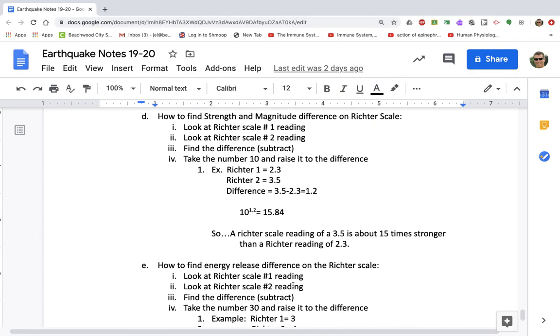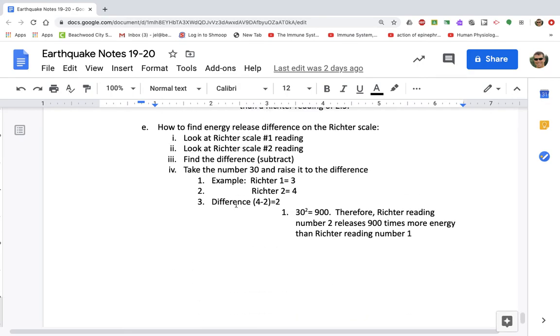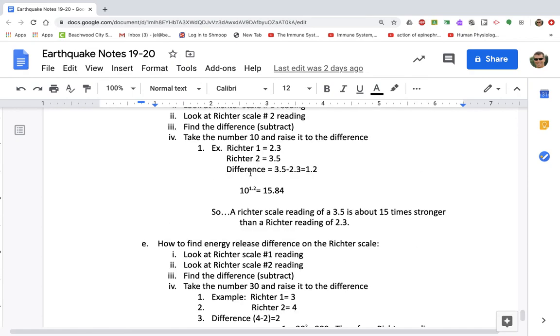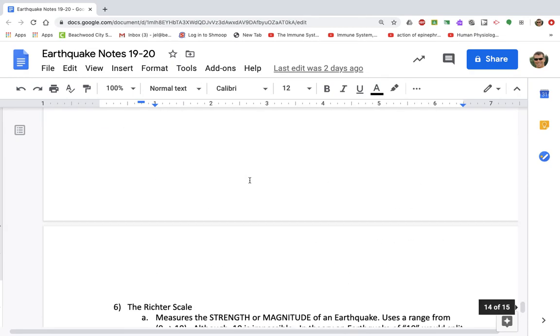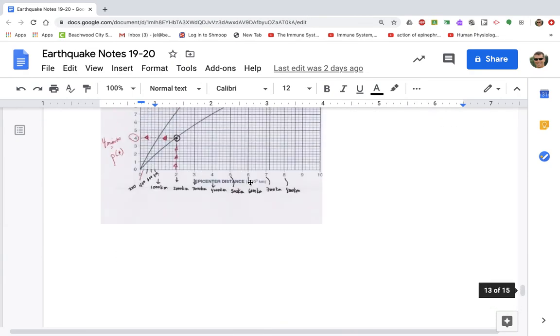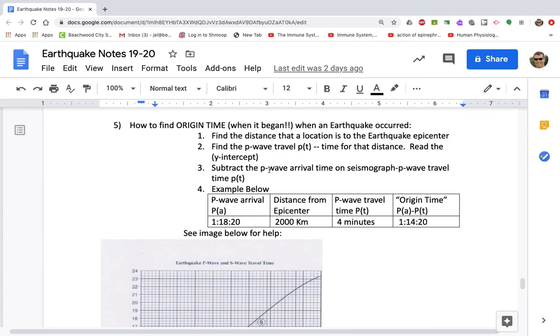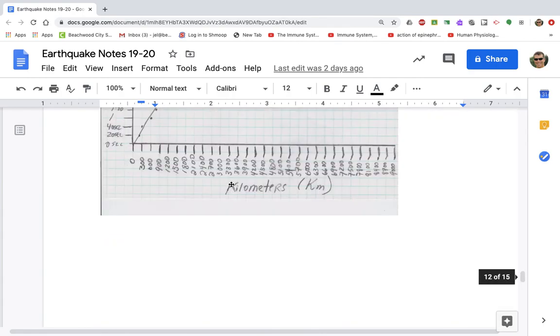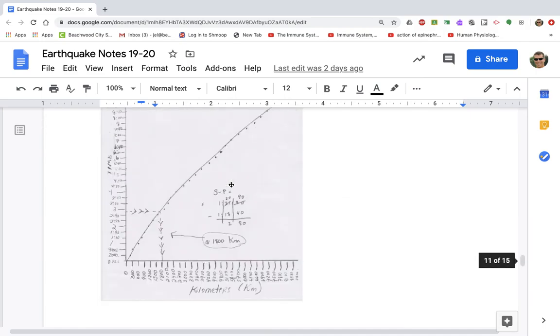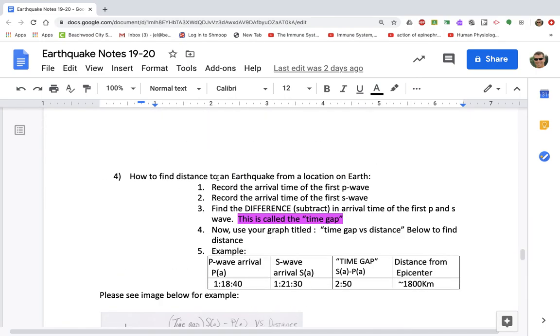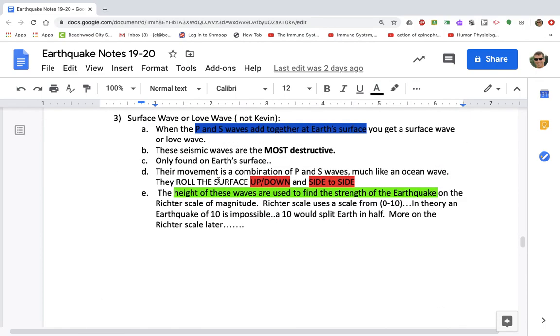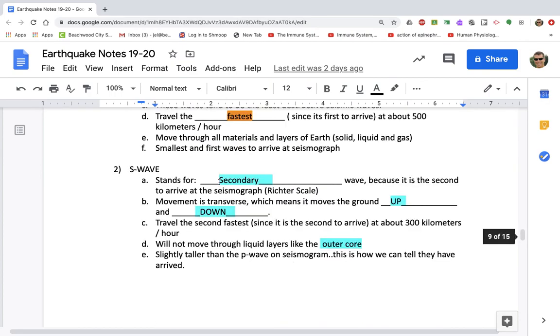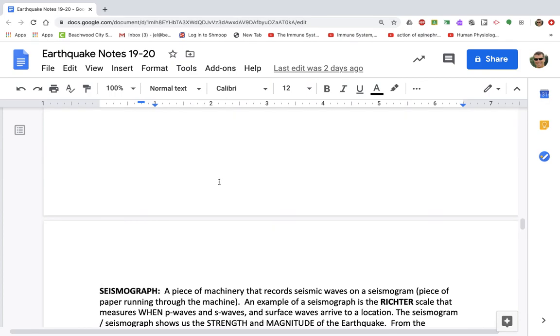And then we're going to do this for next week, okay? I'll describe that real quick, and then you guys are going to do this portion next week. But for this week, you are going to be finding PT and origin time, right here. You're going to be doing number 5, and number 4. And you're also going to be asked some questions about seismic waves right here.